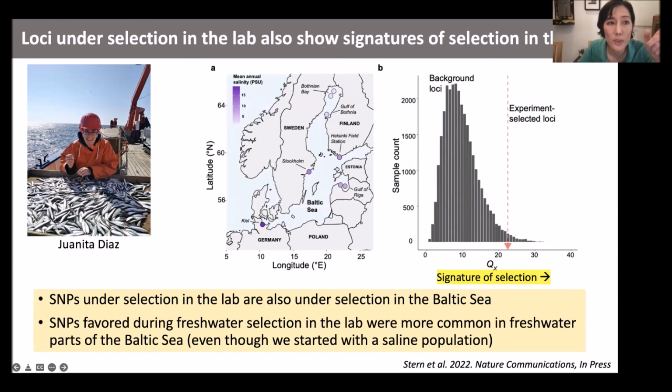Now, the other thing that was really interesting about our results is that the SNPs that were under selection in our laboratory selection lines, the ones that increased in frequency with declining salinity, these laboratory selected SNPs were at higher frequency and were found in greater abundance in the freshwater regions of the Baltic Sea. So that indicates that there was ecological relevance for the SNPs that were under selection in response to low salinity in the laboratory, as they were also showing signatures of selection in the wild.